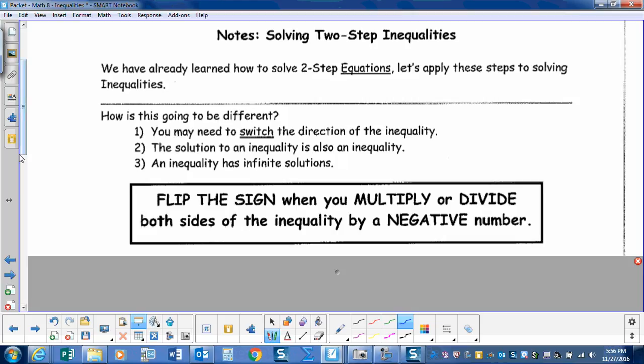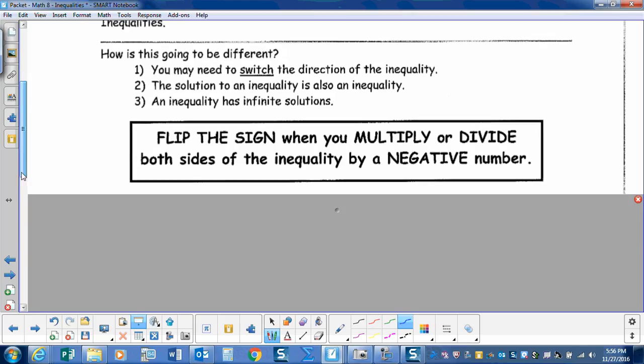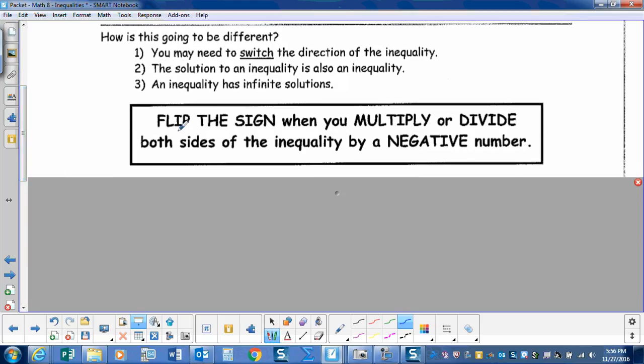So when we're solving inequalities, we need to remember the rule that we flip the sign when we multiply or divide both sides of the inequality by a negative. So we flip the sign when we multiply or divide both sides of an inequality by a negative number.